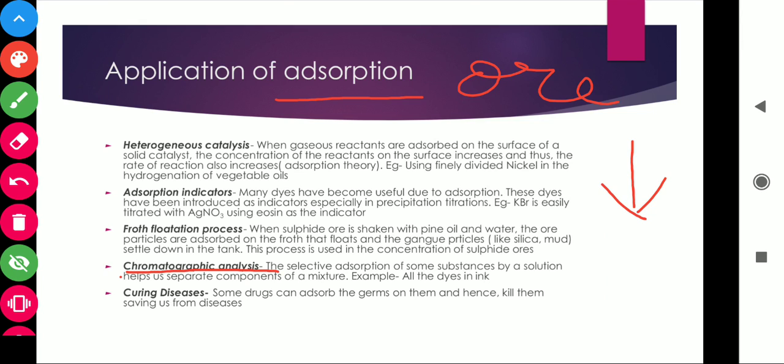Chromatographic analysis. Here also selective adsorption takes place, and an example is that all the dyes can be separated from ink. In many diseases, drugs adsorb germs. The drugs adsorb the germs and kill them. So many diseases also use the phenomenon of adsorption.